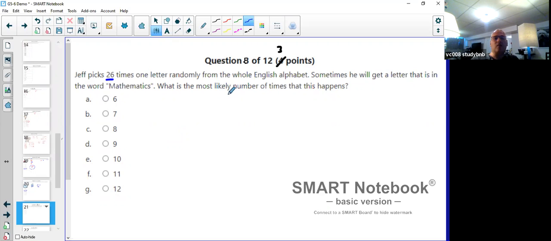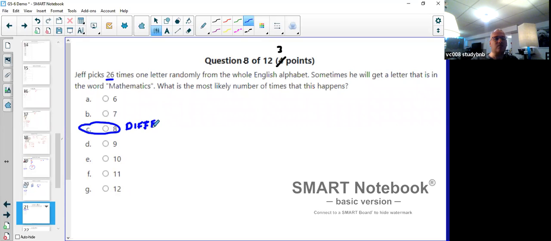But anyway, the most likely number of times that you get a letter from mathematics is figure out how many letters are in mathematics. Well, there's 11 letters, right? There's 11 letters, but only 8 of them are different, right? There are 8 different letters, and so your chances are probably 8. You'll probably get a letter in mathematics 8 times, but that's the most likely outcome.